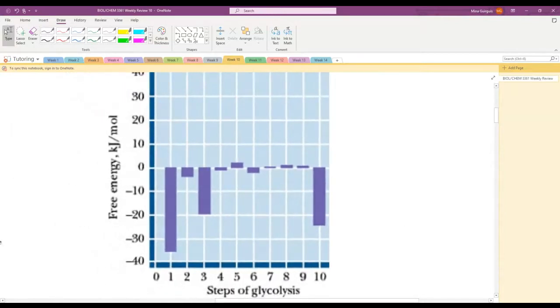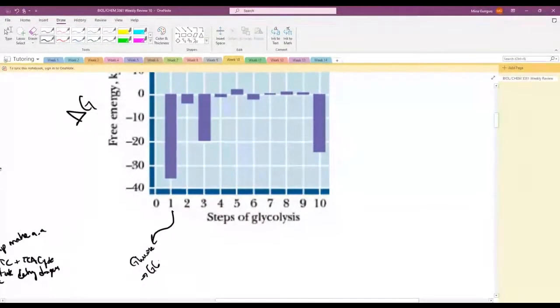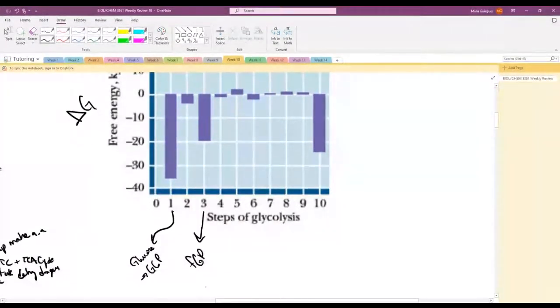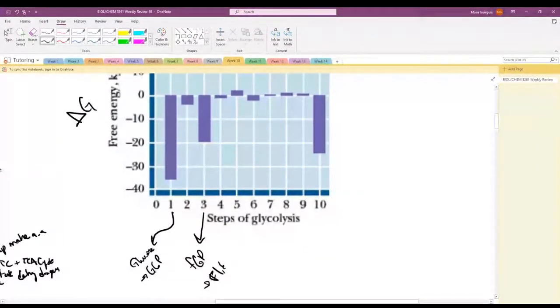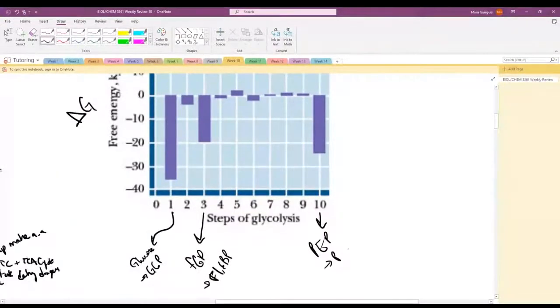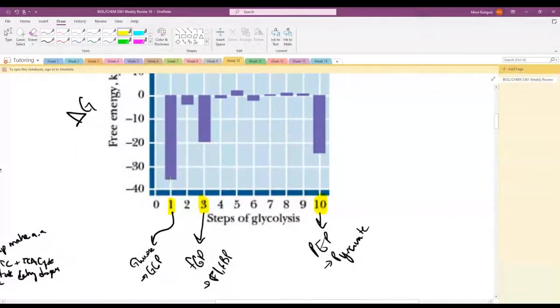This is basically saying what is the Gibbs free energy, or the delta G, of the following reactions. This is the first step of glycolysis, which was glucose to G6P, glucose 6-phosphate. Step two was the isomerase reaction. Step three was fructose 6-phosphate to fructose 1,6-bisphosphate, or FBP, whatever you guys prefer. Then we have 4, 5, 6, 7, 8, 9, 10, and then phosphoenolpyruvate to pyruvate. Why did I specifically point out 1, 3, and 10? Because 1, 3, and 10 are the spontaneous reactions.